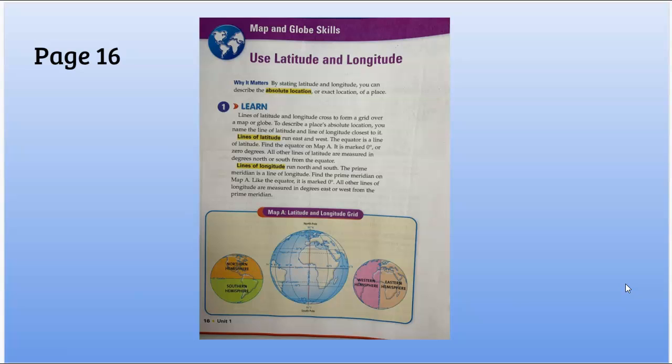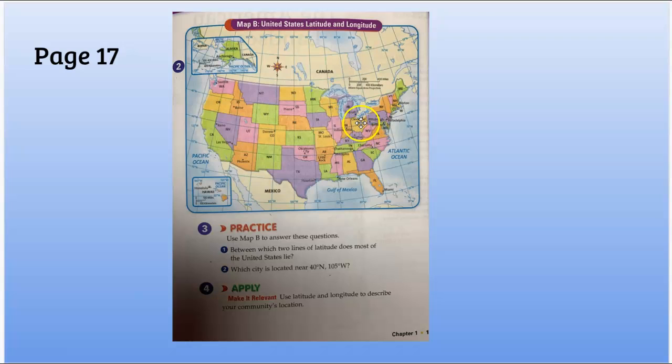Lines of longitude run north and south. The prime meridian is a line of longitude. Find the prime meridian on map A. Like the equator, it is marked 0 degrees. All other lines of longitude are measured in degrees east, capital E, or capital W for west from the prime meridian. And then you may use this page to help you see that we have all of the measurements of lines of latitude and longitude and how the grid system runs across the United States.